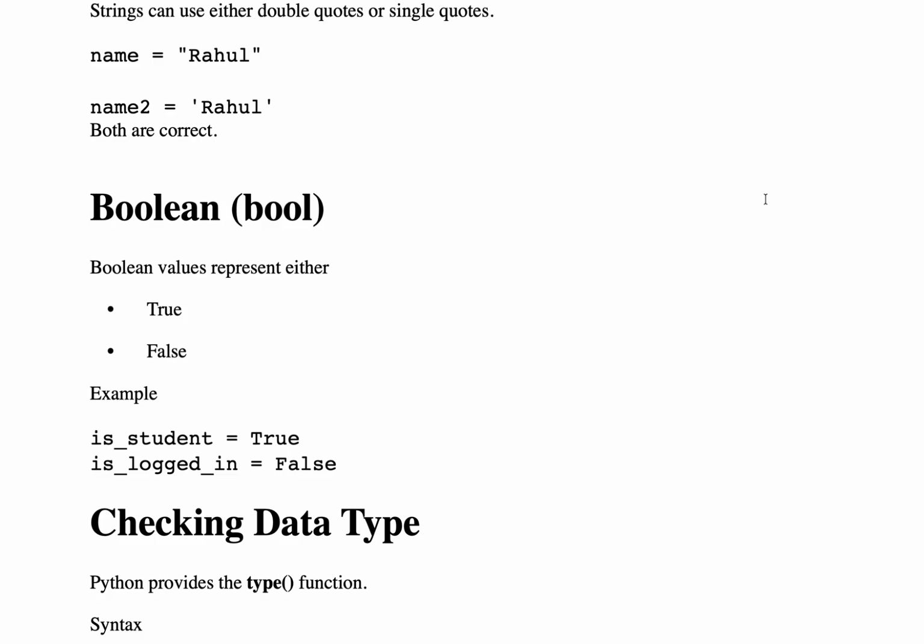In the next part of this lesson, we'll learn how to check the data type of a variable, understand the special None type, perform type conversion using int, float, str and bool, and we'll solve a few practical examples to strengthen our understanding. So let's continue in part 2.